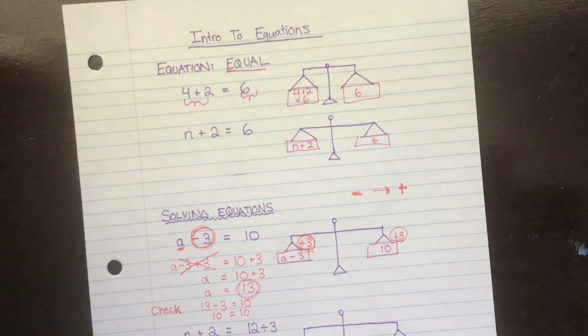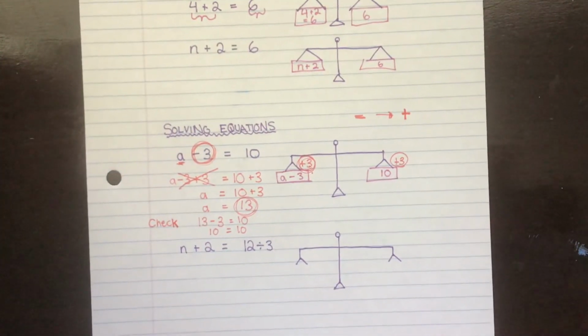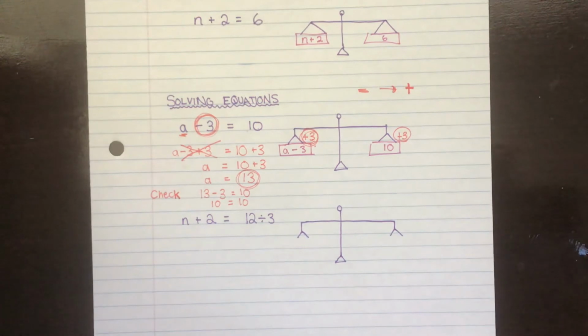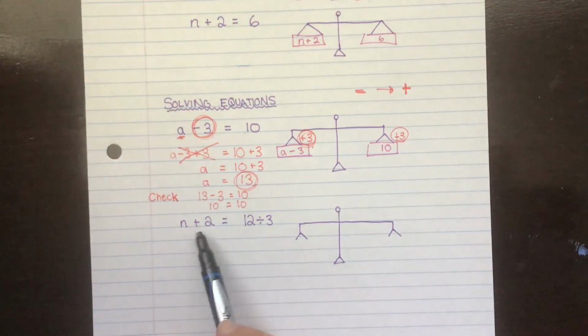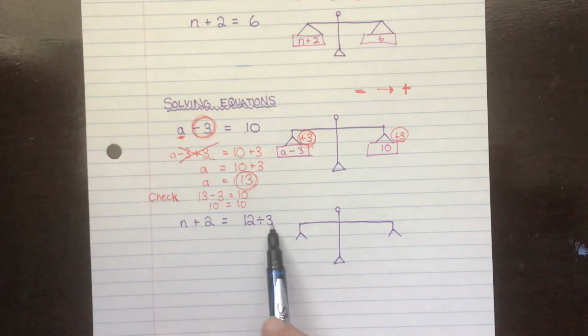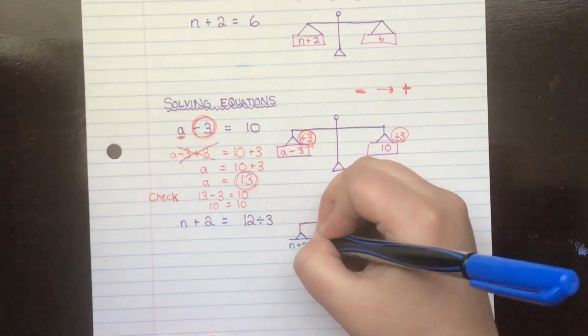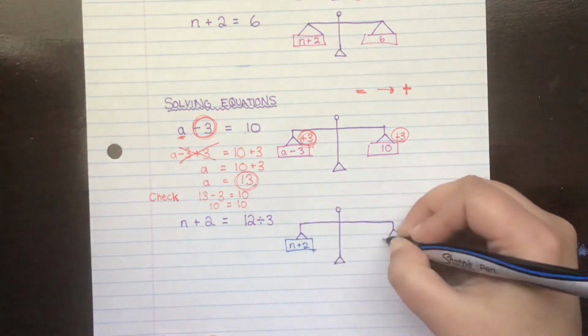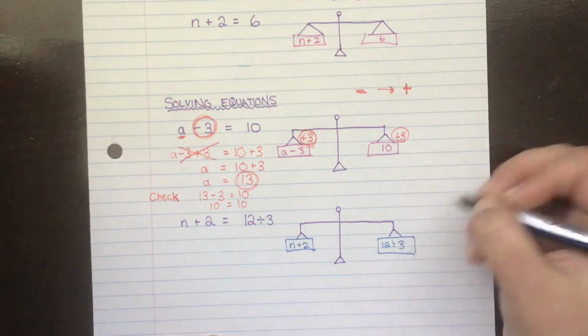So what we're going to do is we're going to do another one together, and you're going to be able to see that balancing process all over again. So let's take a look at this next one. This one is actually in your book if you wanted to follow along, but I'm going to show you how they get the answer and what steps they are taking. So here we go. We have n plus 2 equals 12 divided by 3. So I'm going to put that on my scale. N plus 2 is over here, and over here we have 12 divided by 3.